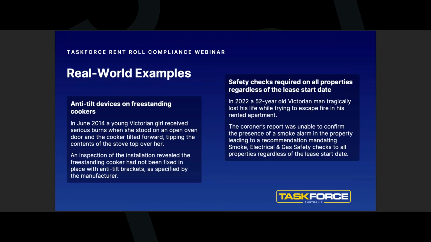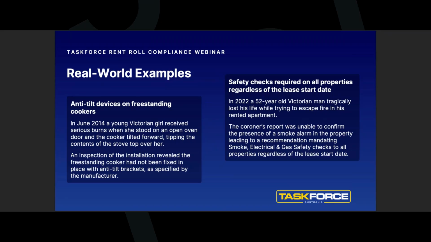We often get asked here, well, why does my freestanding cooker have to have an anti-tilt device on it? So that regulation was already part of the manufacturer's installation requirements, but it wasn't being met quite a lot. And in 2014, unfortunately, a young Victorian girl received really bad burns after she stood on an open oven door, and that tilted it back, and the hot oil that was getting prepared on the cooktop actually burnt her quite severely. So that's why things like having a little anti-tilt device is really, really important. You see it the same with TVs and bookcases, etc., falling on young kids and injuring them. It's what you don't want.